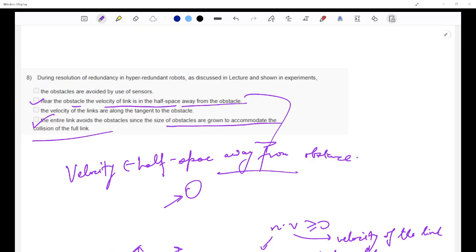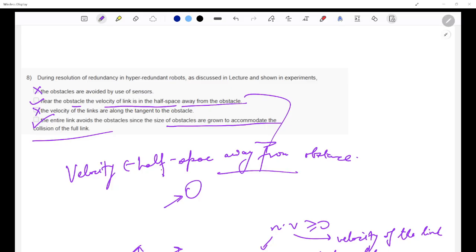Now, option A was that the obstacles are avoided by the use of sensors. Sensors may be used in real robots, but in the algorithmic approach, avoidance is done mathematically using velocity constraints. Hence, this is incorrect. And the other option that we have is velocity of the links are along the tangent to the obstacle. So moving along the tangent is one possible safe direction, but the algorithm does not require motion strictly tangent. The rule is broader. Velocity must lie in the half space away from the obstacle. So many directions satisfy this, hence this is also incorrect.